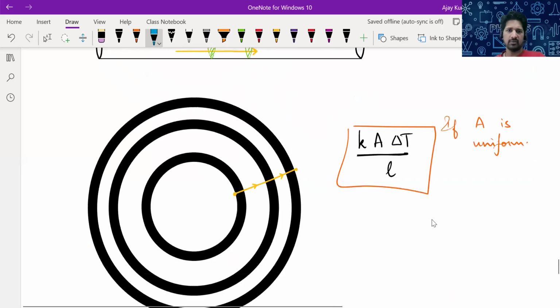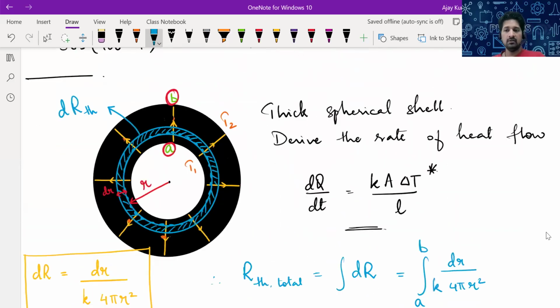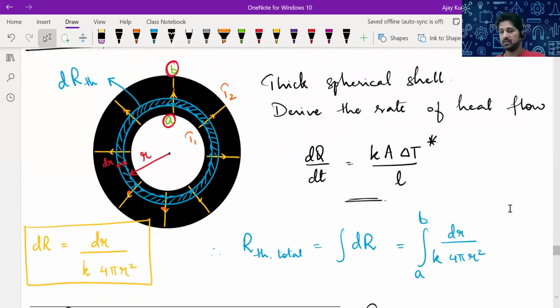Okay. But understand what made this a difficult or tricky problem to solve. The cross-sectional area through which heat flows was not uniform. That was the problem here. Heat was flowing from inside to outside like this. So what we had to do is we had to visualize heat crossing layers one by one. So for one layer, we wrote the resistance and then we integrated to find out the total resistance.